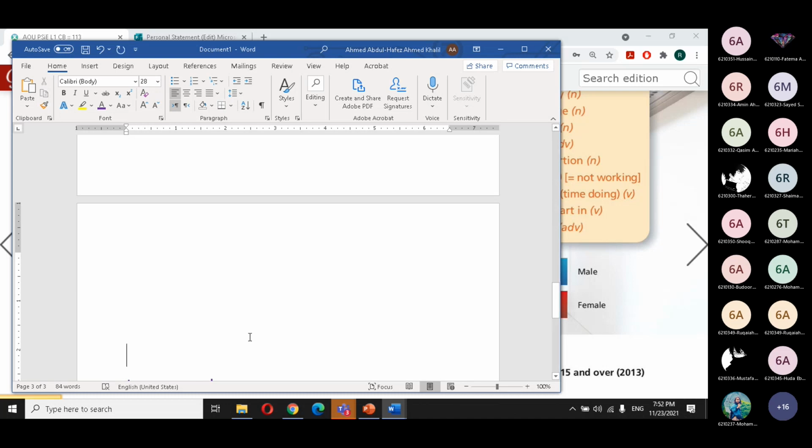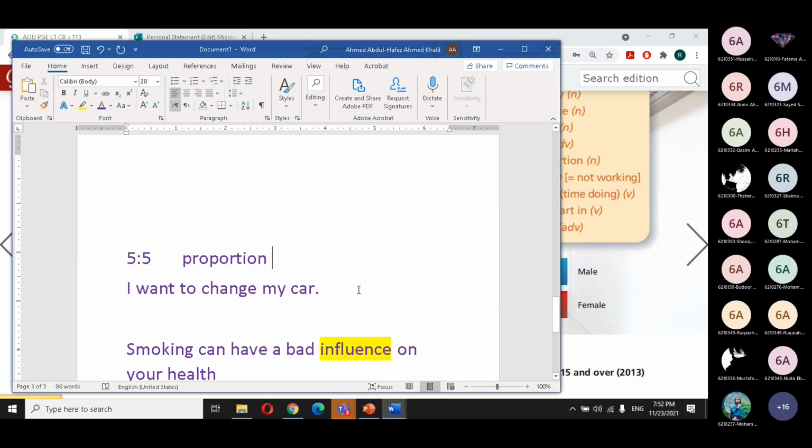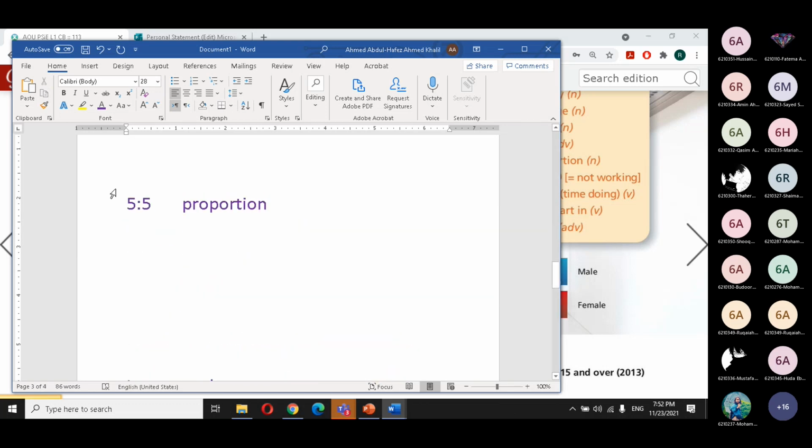If I say 5 to 5, we call this proportion. Proportion, تناسب. This is 5 to 5. So once, يعني هم نفسهم once, مرة واحدة, 5 to 5. If it is 10 to 5, so here the proportion is twice.